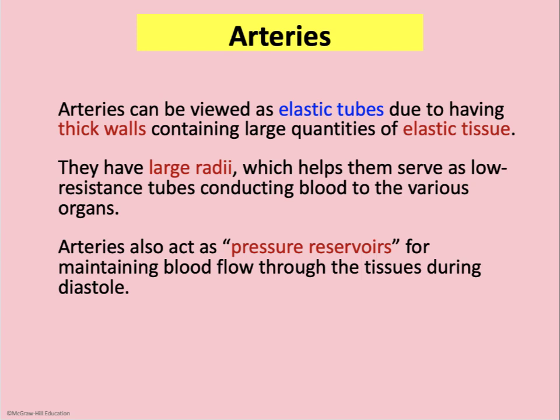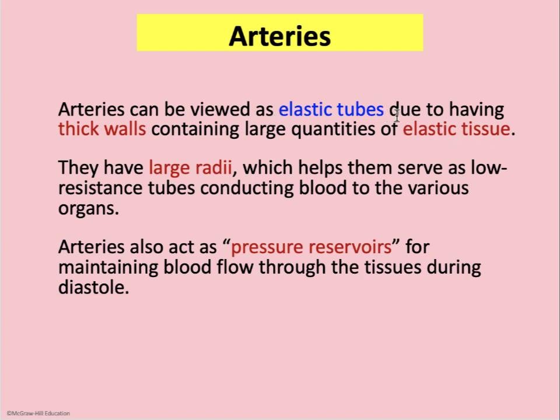Let's take a quick journey through the various types of blood vessels. Once the blood leaves the ventricles, it enters arteries. Let's deal with the arteries on the left side of the heart. The very first artery is the aorta, and it's the largest artery in the body. Arteries share certain features in common. The first of which is that they have thick walls. The reason they have thick walls is they contain large quantities of connective tissue with elastic fibers.